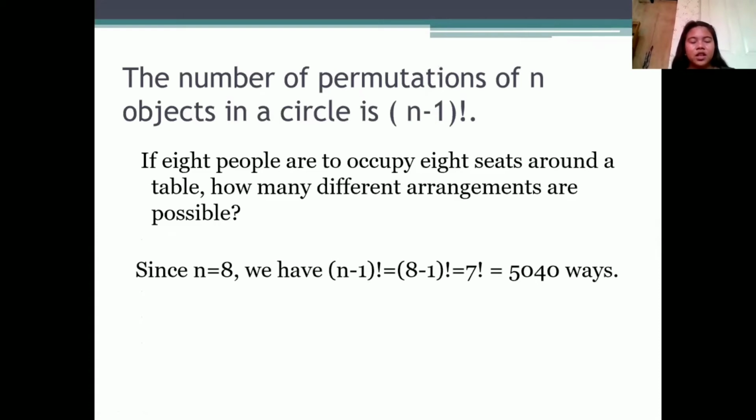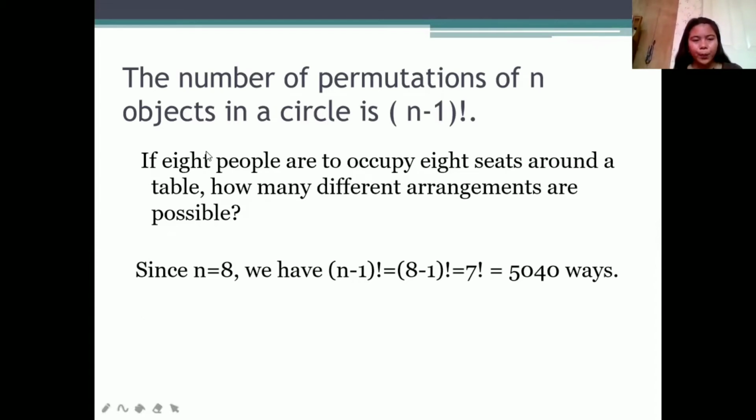Next. Okay, the number of permutations of n objects in a circle. What if the permutation is of objects in a circle? We're talking about circular permutation, so this is n minus 1 factorial. Always remember the formula for the different permutations of objects taken all at a time.